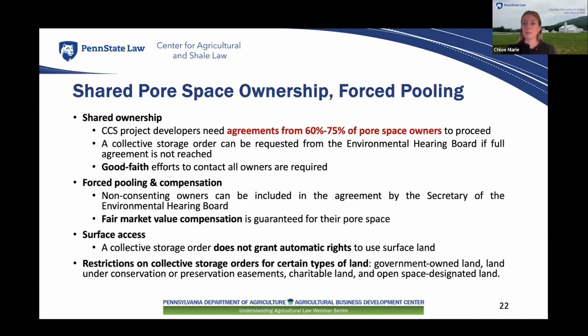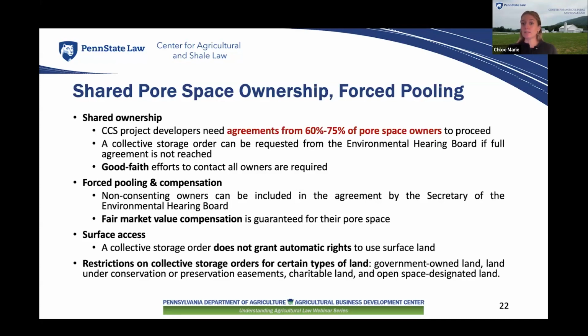Now, in cases where there is disagreement about using the pore space for CO2 storage, meaning not all the owners agree, the Secretary of the Environmental Hearing Board has authority to step in. And the law gives the Secretary the authority to include those who don't consent in the agreement. And this is what we call forced pooling. And the law guarantees that non-consenting pore owners receive compensation, which will be clearly stated in the collective storage order. And this compensation should reflect the fair market value of the pore space being used.